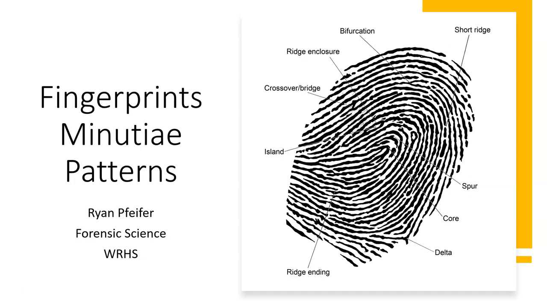Like you can see in this particular image, here are a couple of the ridge patterns we're obviously going to talk about that belong to the minutia patterns classification system. Things like bifurcation and ridge enclosure, short ridge, spur, core, delta, ridge ending, island, crossover, bridge, that kind of thing. We're going to talk about each of them and what they are and what they look like.